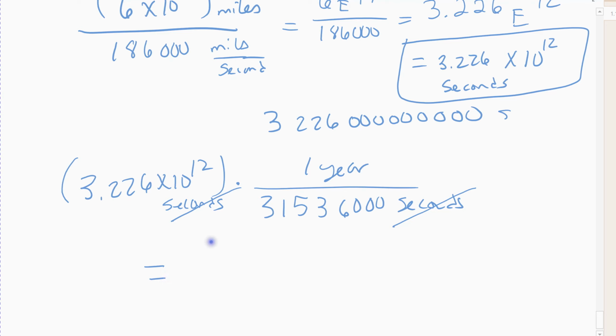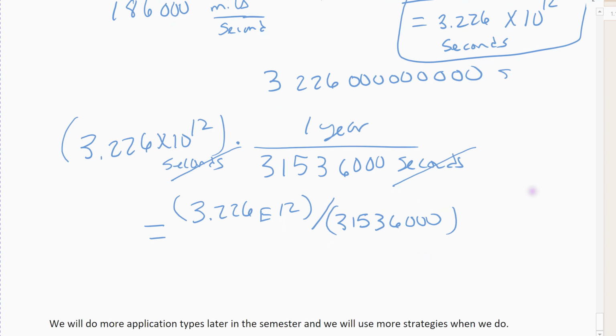Make sure you're careful. You've got to type that in as scientific notation, 3.226 e to the 12, divided by that number, 315,360,000. And it'll come out 0.22996, and that's years, and I'm not quite done yet.